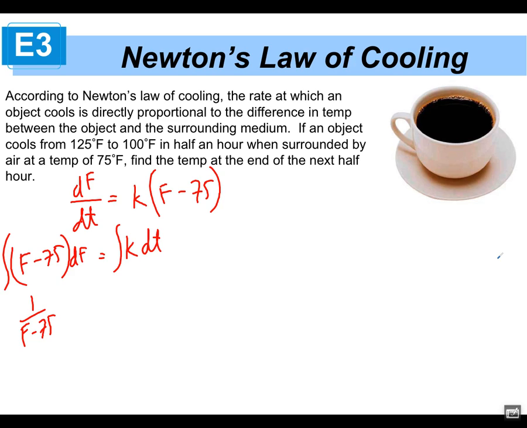Wait, but in the integral, shouldn't it be 1 over F minus 75? Oh, you're right. Yeah, sorry. I did my math wrong. I was sloppy. Thank you. That's okay. There we go. And then I totally botched that. You guys said it correctly and I wrote it wrong. Natural log of F minus 75. That's what I wanted. And the right side is KT plus C.